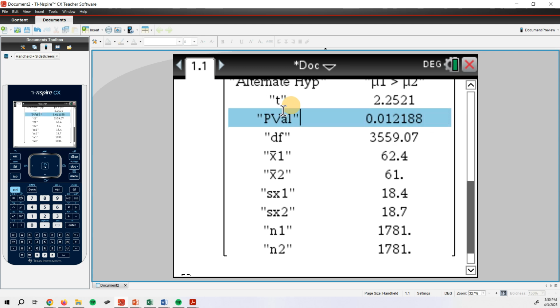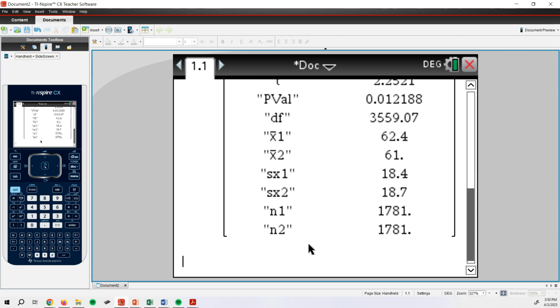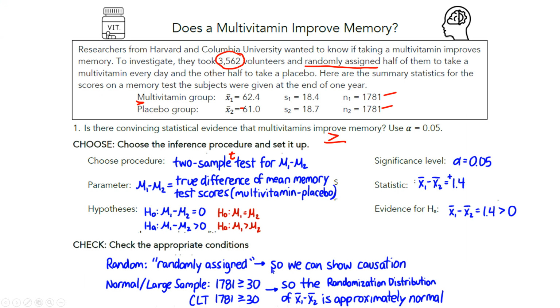Here's our T and here is our P. We've got a really small p-value. If we did a 2-sided test, this number would be twice the size. So if you accidentally did not equal to, you'd get double that value there. But we did it as a 1-sided test, because that's what we were asked for.